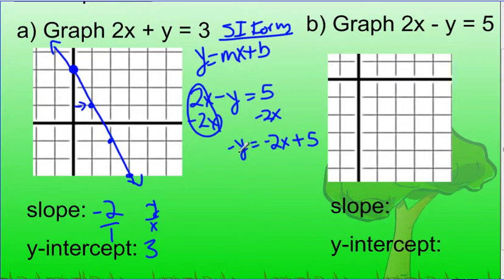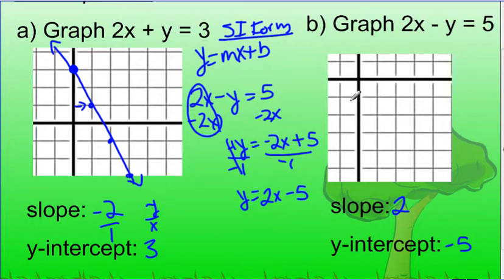Now to get rid of this negative 1y, we cannot leave it like this. We have to get rid of this negative. So we divide by negative 1, divide by negative 1. We get y equals negative 2 divided by negative 1 is a positive 2. And positive 5 divided by negative 1 is a negative 5. So now we have y equals, this is slope-intercept form. The intercept is the negative 5.